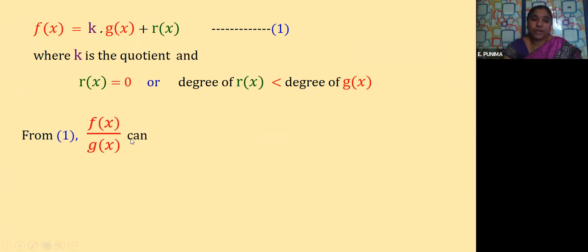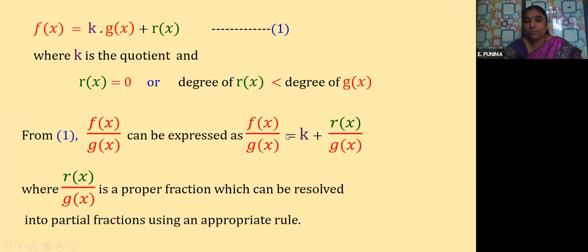f of x by g of x can be expressed as f of x by g of x is equal to k plus r of x by g of x. We can write this improper fraction as k plus r of x by g of x, because whenever you have a denominator, the remainder still has to be divided by g of x. So that's why we are writing r of x by g of x, where r of x by g of x is a proper fraction. Why am I saying it is a proper fraction? Because here we got the case that the degree of r of x is less than the degree of g of x.